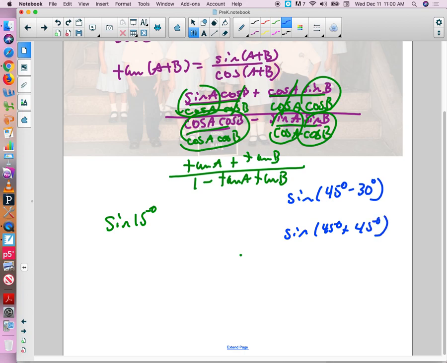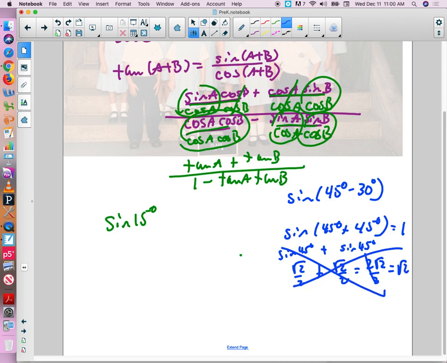what's the answer to that question? What's the answer to that question? 1. Undoubtedly, for sure, right? Would it work to say sine of 45 plus sine of 45? Sine of 45 is root 2 over 2. Root 2 over 2. That gives me 2 root 2's over 2, which gives me root 2. That does not work. It should not have worked. They don't have anything to do with each other.